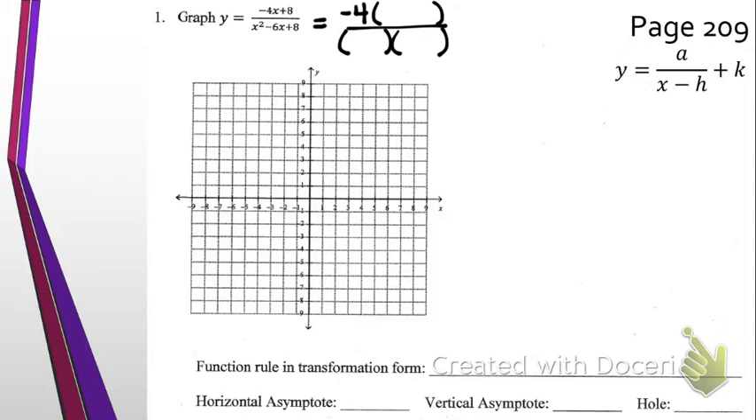So when you take out the negative 4, that means you're dividing the negative 4x plus 8. So if you divide both of these by negative 4, what is left inside of the parentheses? X minus 2. Yep, you got it.